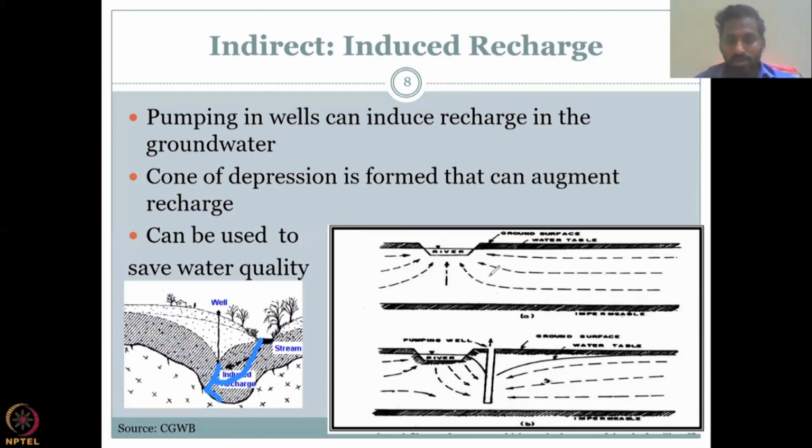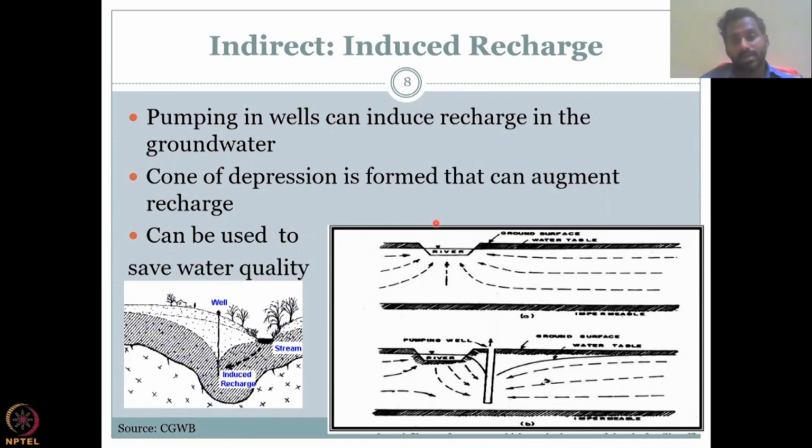So for example, here the water was going in only one direction. From here the water was recharging and then going back to the river. However, now the same point is getting water from the river and also getting water from the neighboring location, thereby increasing the recharge into the well. So this is how both direct and indirect methods can augment and increase the recharge at a particular location.